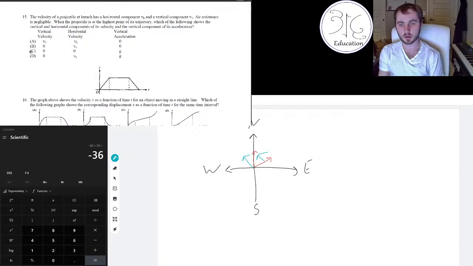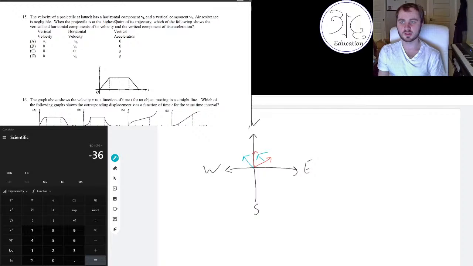So immediately we can rule out A and B. We know that we want something ending in a g. And also our horizontal velocity is not going to change because we were told air resistance is negligible. Air resistance would be the only force that can actually slow us down horizontally in flight. Without that, there's nothing opposing it, so we will have a constant horizontal trajectory.